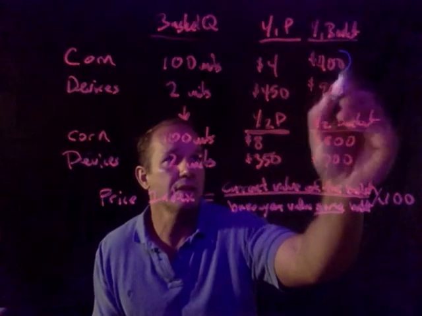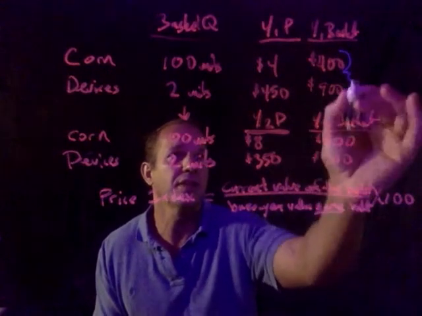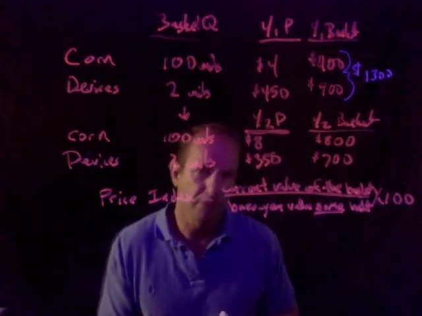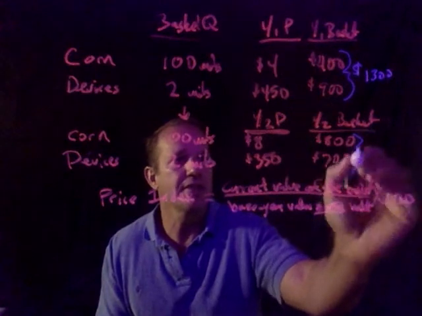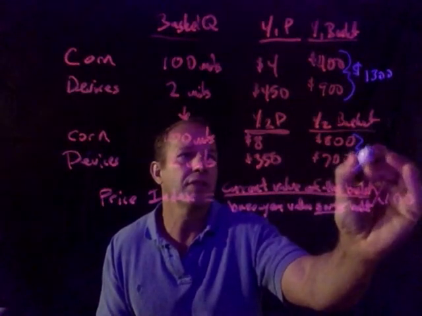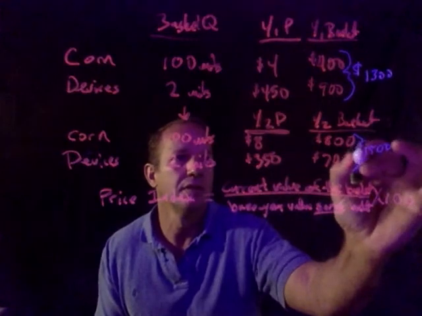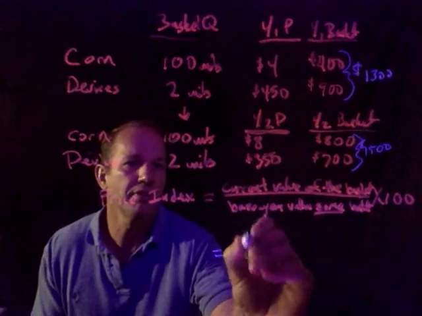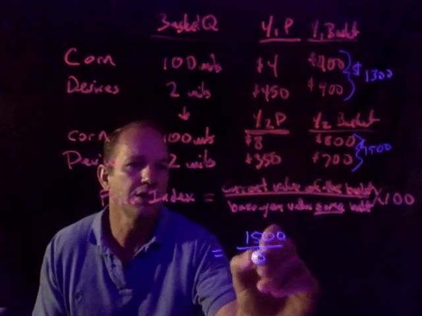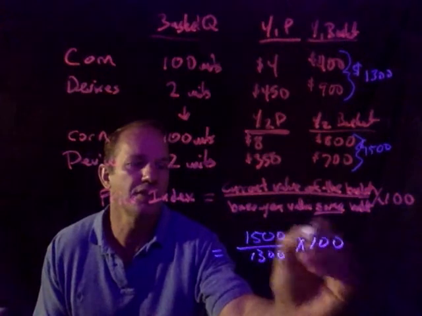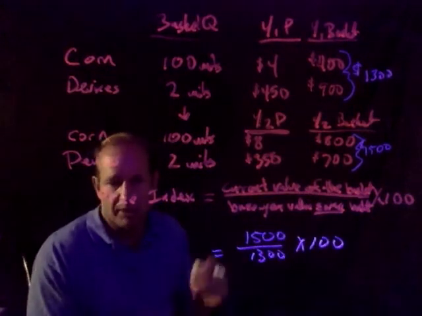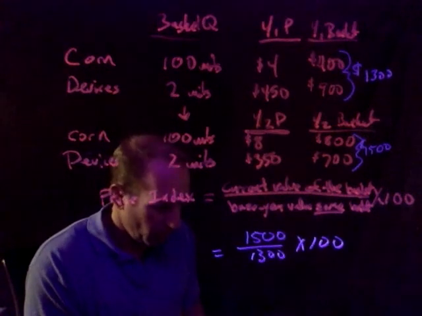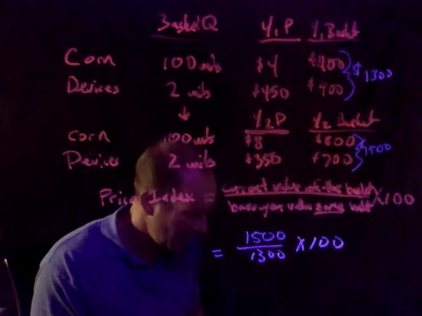So let's see. This is the basket here. I don't have space to write it there, but that's $1,300. Right? That's 400 plus 900. And then the same basket in the second year became $1,500. So now if I use my formula here, we're talking about 1,500 over 1,300, and this is times 100 just to move the decimal over. That's what multiplying something by 100 does. And so what that equals is 115.38.